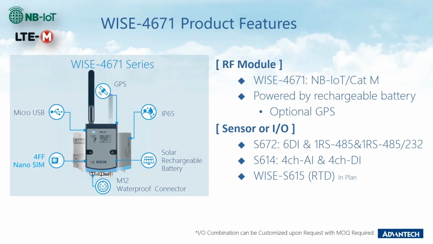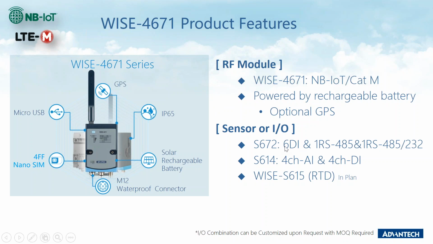So earlier I mentioned that narrowband IoT LTE Cat M are low power, and the WISE 4671 supports solar recharging and built-in battery. These are frequently used outdoors, right? So this is IP65 rated, available with waterproof connectors, a micro USB port for configuration, optional GPS. So a lot of the physical characteristics of this device fit hand in glove with the technology available in narrowband IoT. Super excited about this.